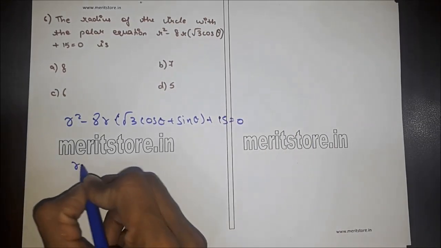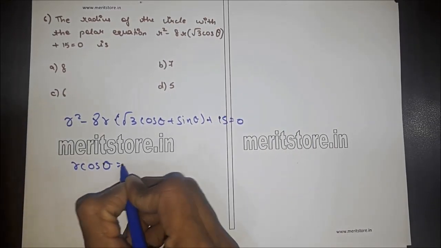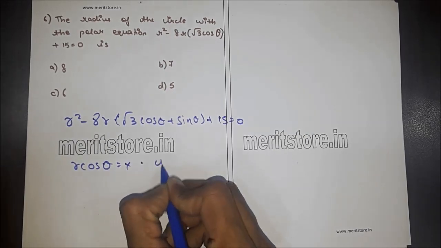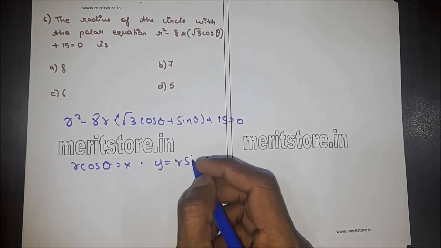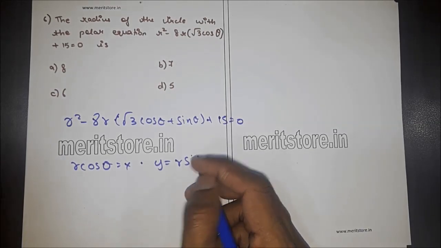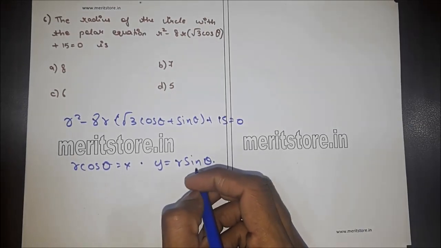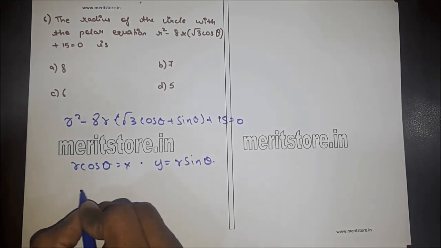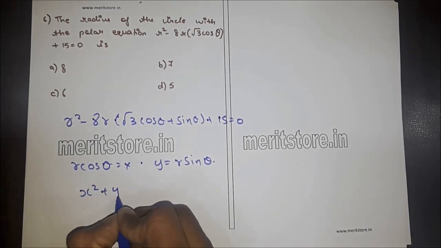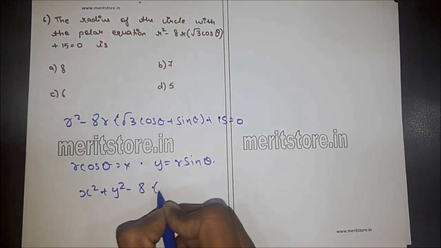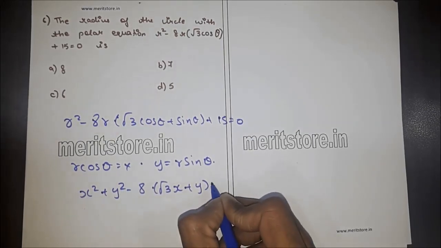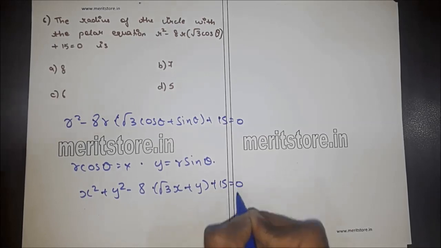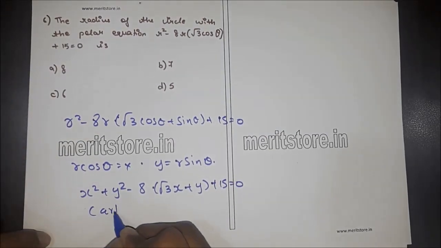Where r cos theta we know as x and y is equal to r sin theta. So it can be written in Cartesian form, that is x² plus y² minus 8(√3 x plus y) plus 15 equal to 0, which is in the Cartesian form.